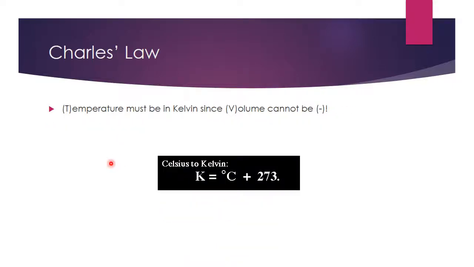Another part of Charles' law is that the temperature must be in Kelvin since volume cannot be negative. So if you were to use Celsius in your equation, you would have a negative volume, and you don't want to do that. So to convert Celsius to Kelvin, here's the equation. You just take your degrees in Celsius and you add 273.